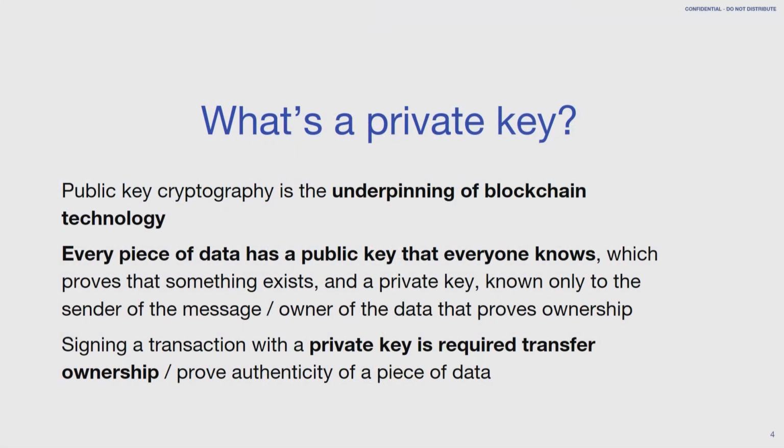These tend to be strings of numbers. The public key is the piece of information that proves that something exists out there in the world, whether it's a Bitcoin or a secure message. And then the private key is something that is known only to the owner, and it's used to prove ownership or authentication of that piece of data or message, right? And that piece of data could be something like a Bitcoin or an Ether.